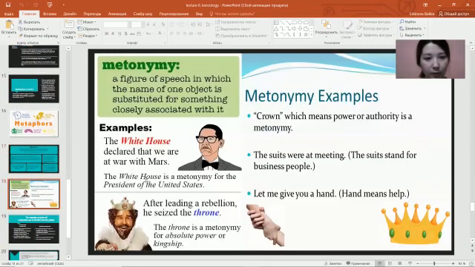And here are some examples of metonymy. Here is the definition of metonymy. We already talked about it. The White House declared that we are at war with Mars. The White House is a metonymy for the President of the United States. After leading a rebellion, he seized the throne. The throne is a metonymy for absolute power or kingship. Let me give you a hint. Hint means help here. The Swedes were at the meeting. The Swedes stand for business people who were Swedes.